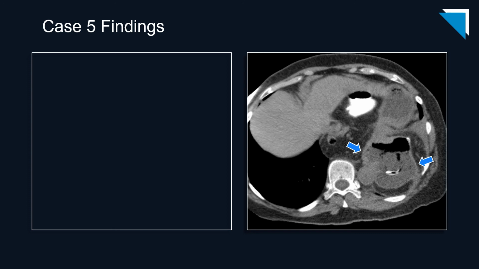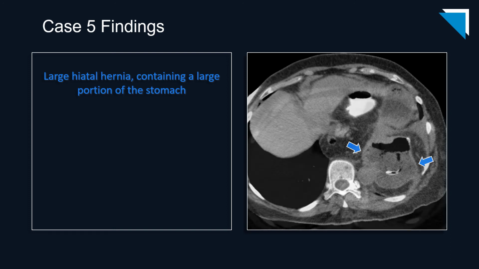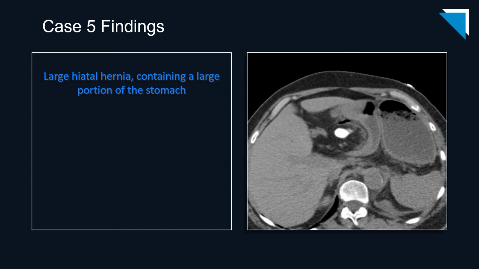We have our known hiatal hernia containing a large portion of the stomach. Of course, if we have prior images, we want to compare the two to assess for any interval change. The stomach is dilated and there is an abrupt transition point at the level of the gastric antrum where there is some associated architectural distortion. So this patient in fact has gastric outlet obstruction.